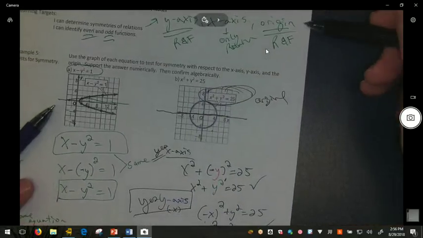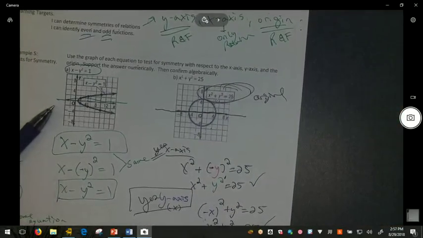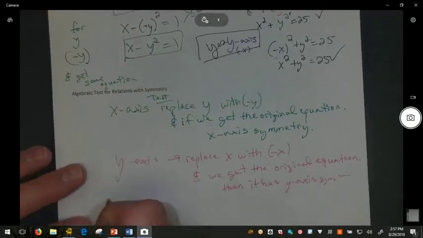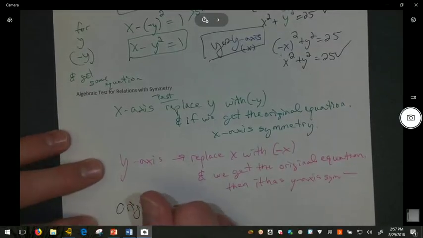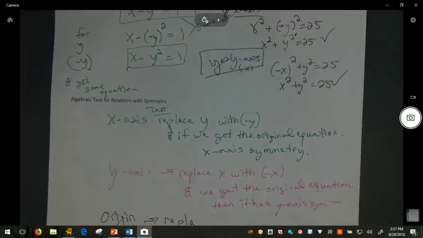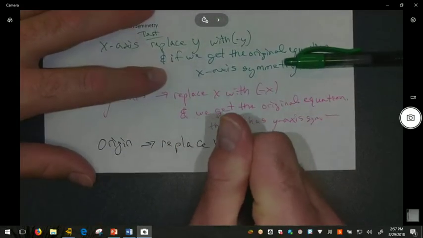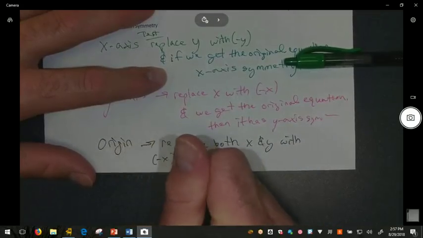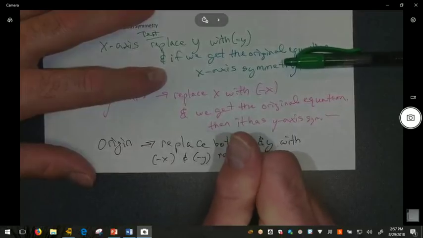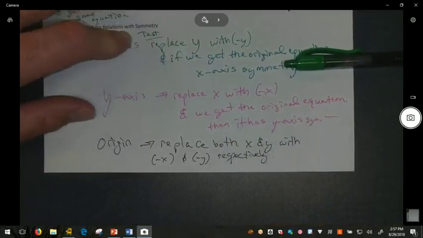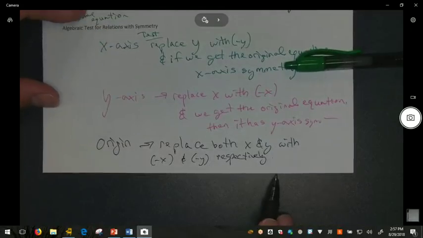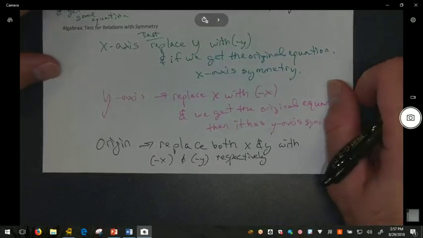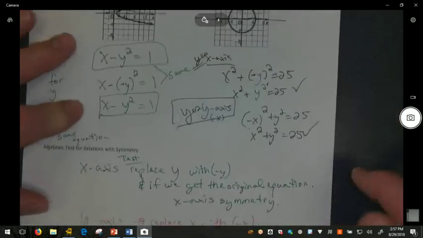From your exploration, if you remember, for symmetry with the origin, both x and y switched signs. So the test for origin is to replace both x and y with the opposite of x and the opposite of y respectively. And if we get the same equation back, then it has symmetry with the origin. If we don't get the same equation back as the original, then it does not have symmetry with the origin.